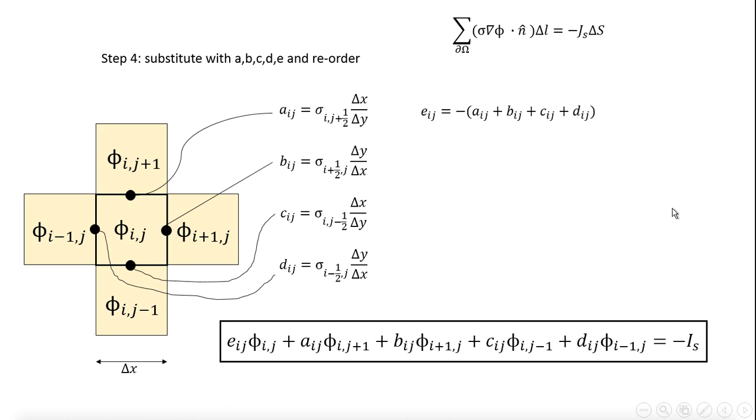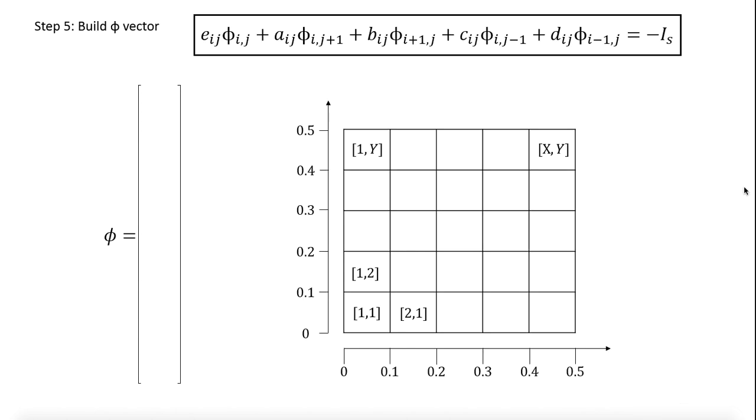Now, our next step is substituting whatever we wrote before with A, B, C, D, and E, such that it will just kind of reorder our equation and it's going to be easier to solve. We want to make sure that we have something of this form. We have basically phi of this cell. We basically consider all of the cells around our cell in order to do the calculation.